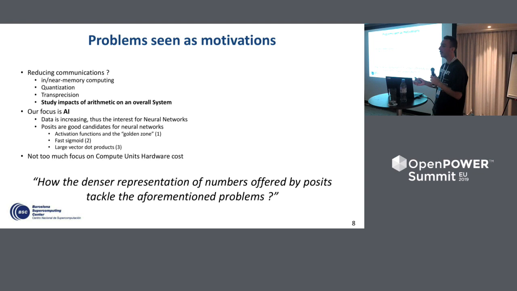Reducing communication. There are many ways that are being studied at this moment. You can either shift the paradigm very radically into in- and near-memory computation. You can do quantization, transprecision. But in our study, we will look at the impact of just changing a drop-in arithmetic and study the impact on the overall system, like power consumption. And we will focus on AI because the interest in AI is ever growing, and also because Posits are, I think, a good candidate for the neural network case. I will explain in the next slide why.